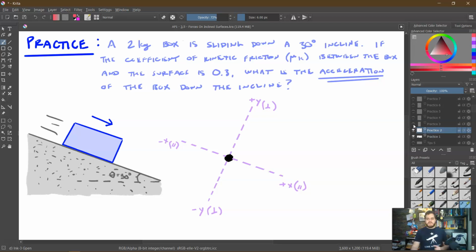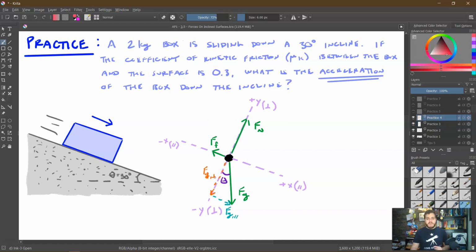Now let's start drawing our forces. We're going to have gravity going straight down. We're going to have friction going up the ramp, parallel to the surface, because it is sliding down the ramp. And we're going to have a normal force going upward, perpendicular to the ramp. There's nothing else required here. Because it is sliding down, you don't need anything pushing it. This should be enough.